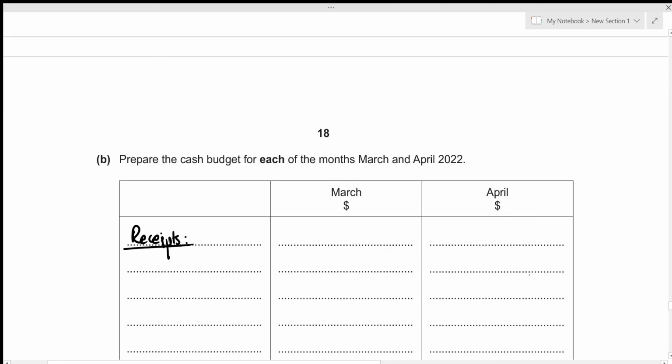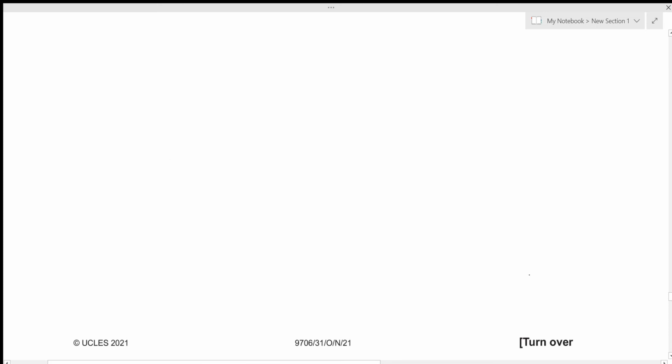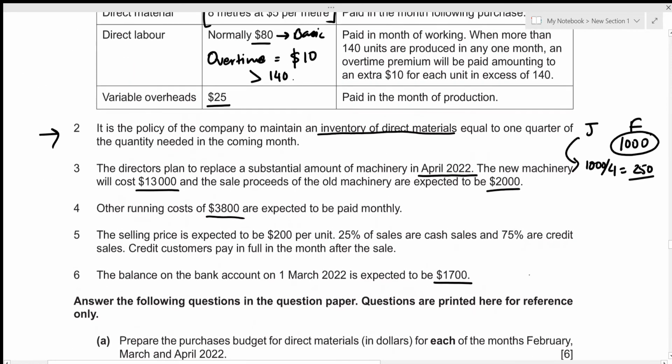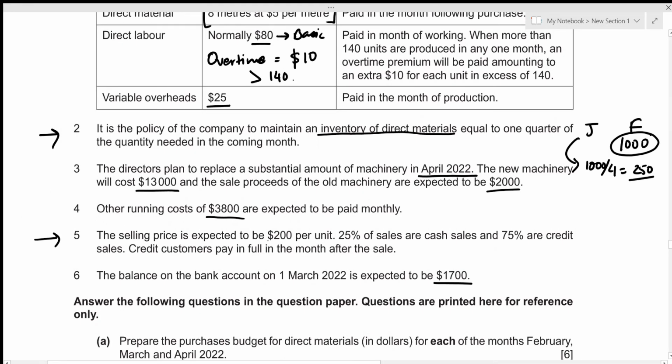So the major source of receipt is definitely going to be the sales. Let's have a look at the above information. Okay, it's given in the 5th point. The selling price is expected to be 200 per unit, and 25% of sales are cash sales. So whatever number of units we sold in the month of March, 25% of those is going to be cash sales, meaning that for the sales made, 25% of it is going to be received in this particular month. Then 75% are credit sales, meaning we do not receive the cash right away, and the credit customers pay in full in the month after the sale.